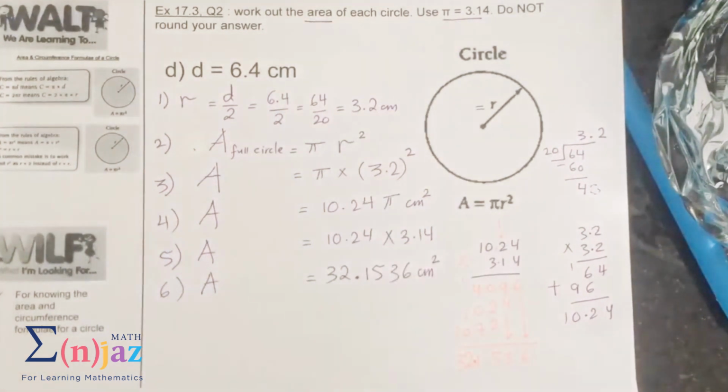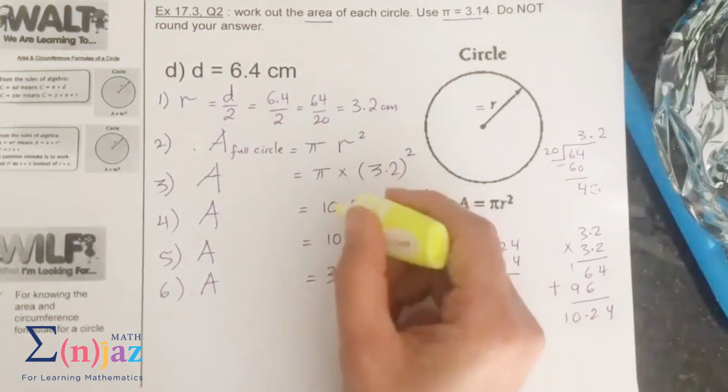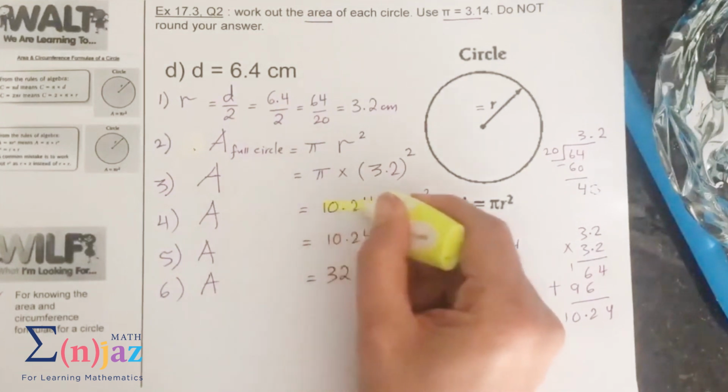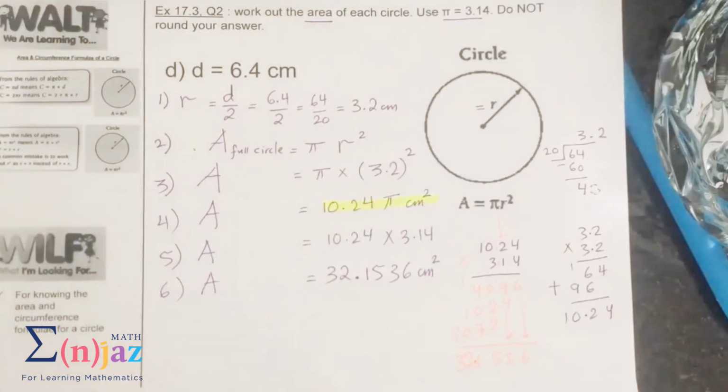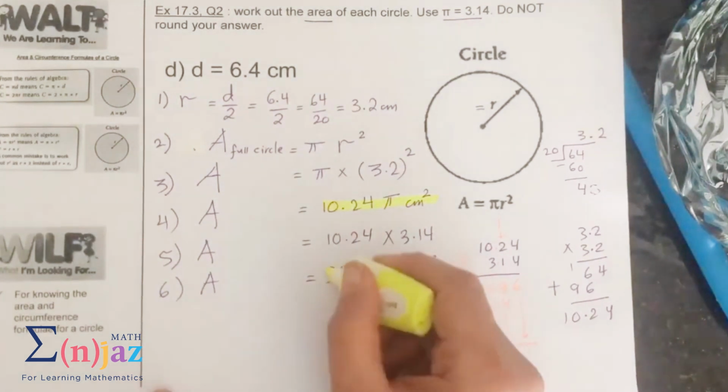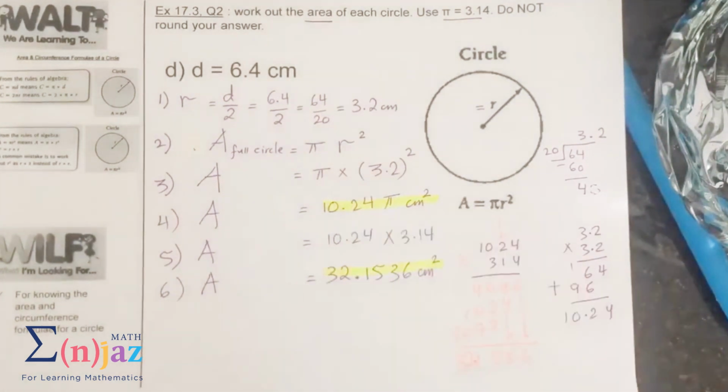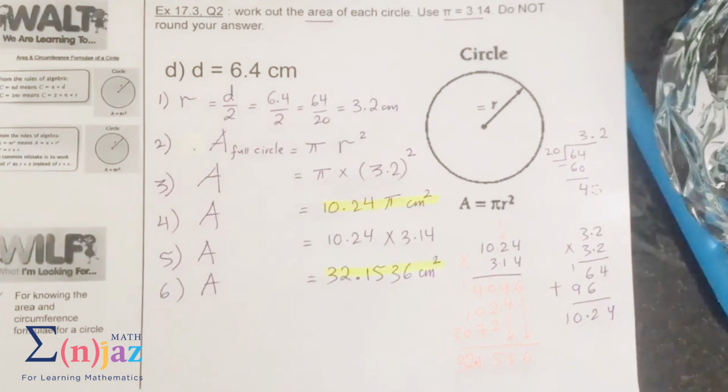centimeter squared. So the answer of the area in terms of pi is 10.24 pi centimeter squared. The answer of the area after I substitute pi as 3.14 is 32.1536, and the answer is not asked to be rounded.